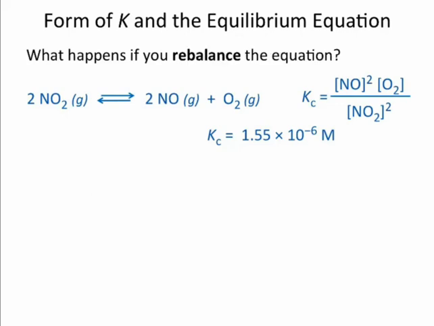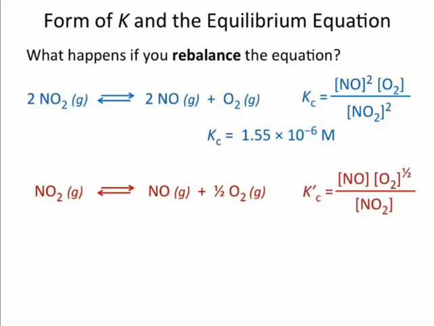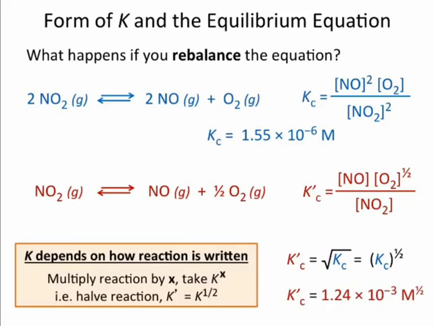All right, now what if you rebalance the equation and change that around? So let's rephrase this and divide all the stoichiometric coefficients by 2, or in reality, you also multiply them all by 1/2. That's an easier way to think about it for what we're going to do. Now the K prime is nitric oxide, oxygen to the half, and NO2. And so if you look at this, the relationship between K and K prime here is that the K prime is equal to the square root of K.